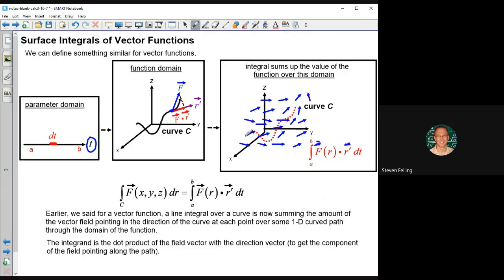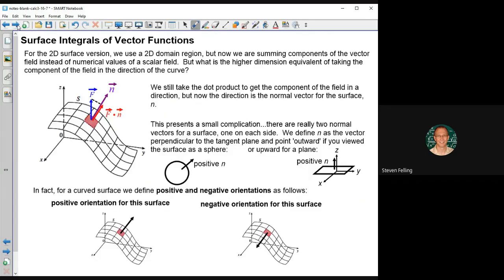And that gives us basically the total amount of, if you think of this as a force field, the total force in the direction, or maybe the vectors are pushing against it. It's the total, say, work going through this field, right? So that's a vector integral, a vector line integral. And so, of course, we're going to now say that instead of summing up vectors along a one-dimensional path, we could sum all the vectors along a two-dimensional surface, okay?